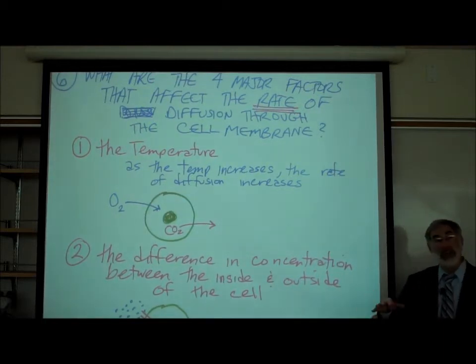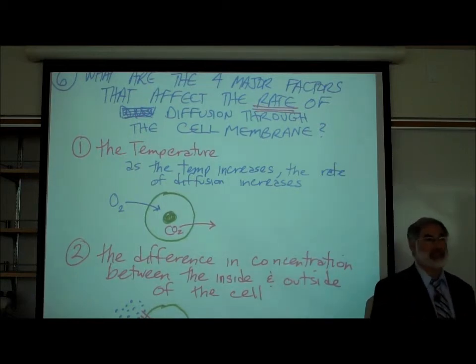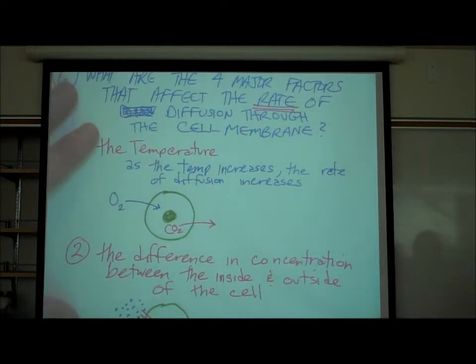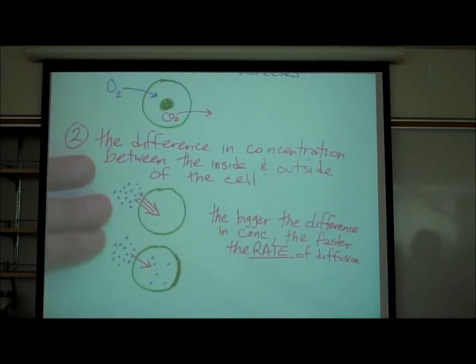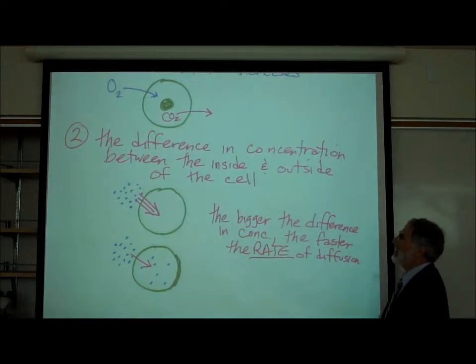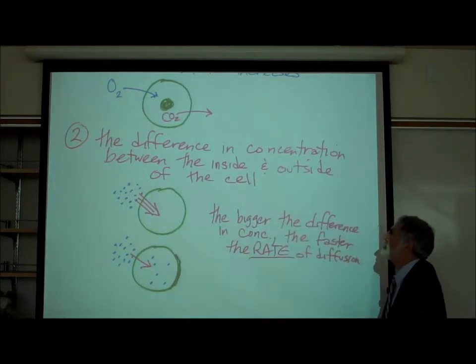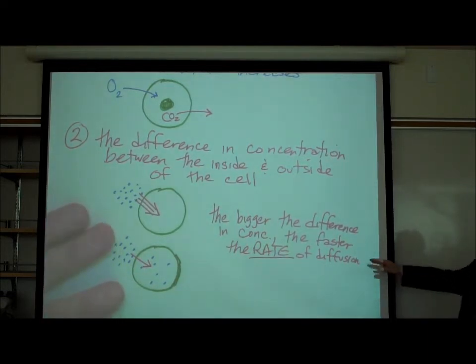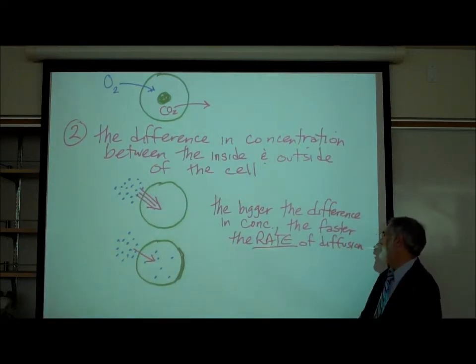So, if we started cooling your body temperature down, you'd start moving and thinking, and everything else would be slowing down. And as the temperature rises, it starts to speed up. So that affects the rate at which chemicals go in and out of the cell and chemical reactions. Now, a second factor that affects the rate at which chemicals diffuse in or out of the cell is the difference in concentration between the inside and outside of the cell. We wrote that the bigger the difference in concentration, the faster the rate of diffusion.